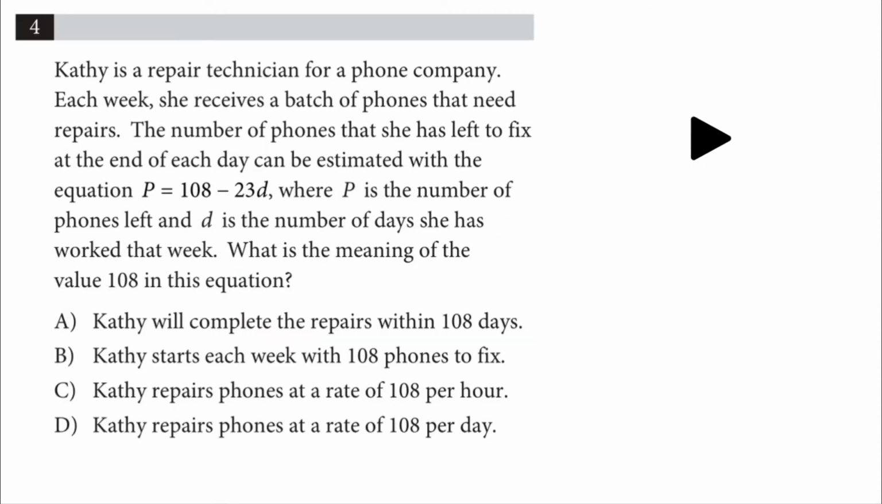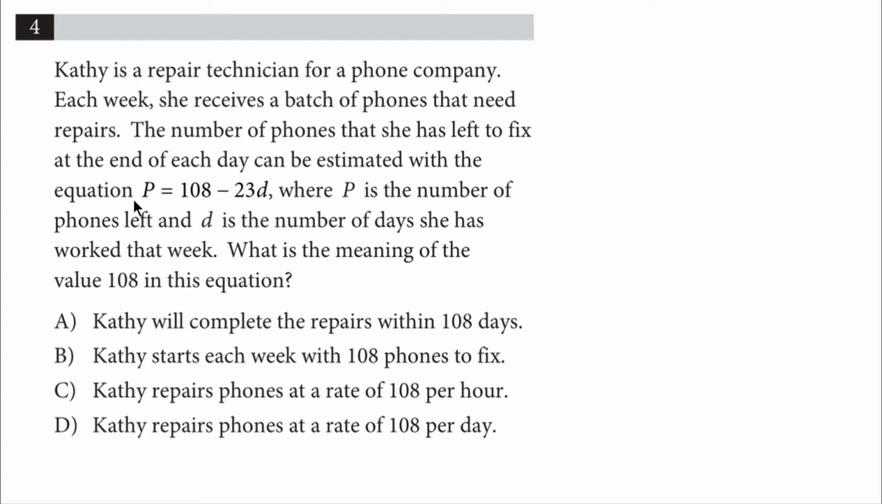Katie is a repair technician for a phone company. Each week, she receives a batch of phones that need repairs. The number of phones that she has left to fix at the end of each day can be estimated with the equation P is equal to 108 minus 23D.